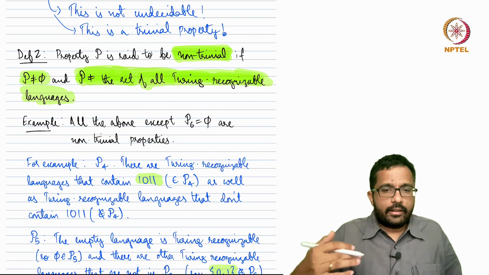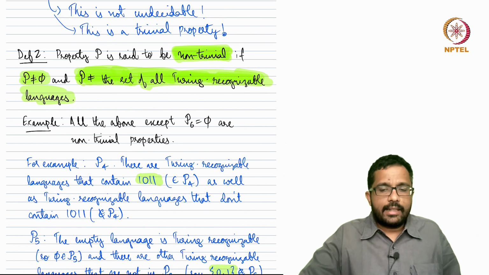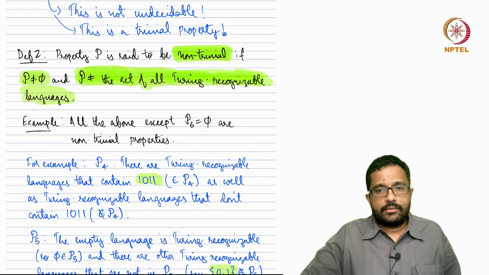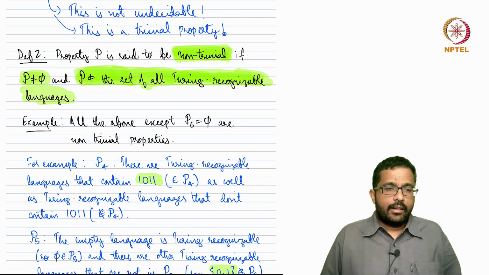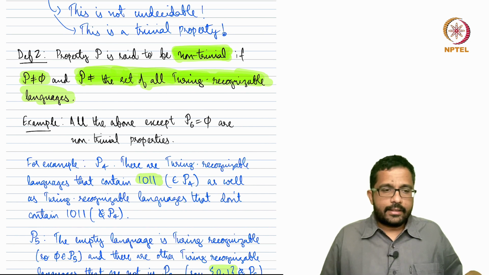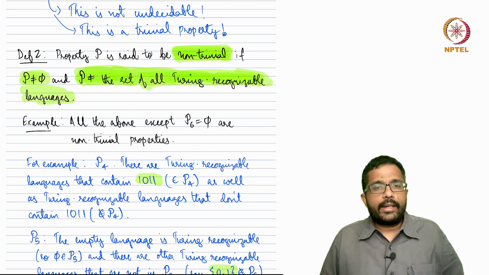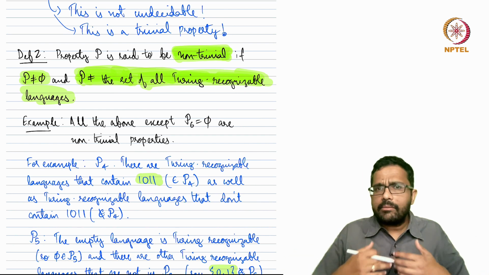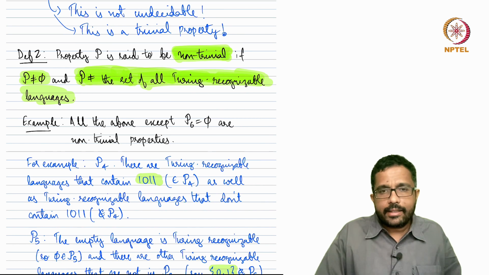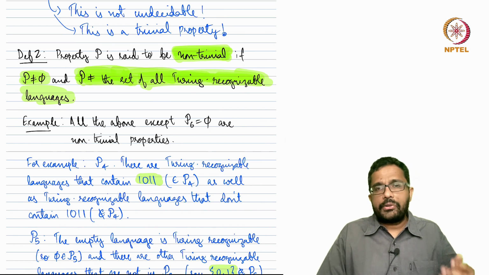Now, given a Turing machine, is the language recognized by this Turing machine context free? Given a Turing machine, does it contain any string that ends in 000? Right? Does it recognize, does it accept any string that ends in 000? Right? Given a Turing machine, does it recognize, let's say, two strings x and y such that x is the complement of y, right? So I can make any number of questions, and all of these are undecidable because they are all non-trivial properties.